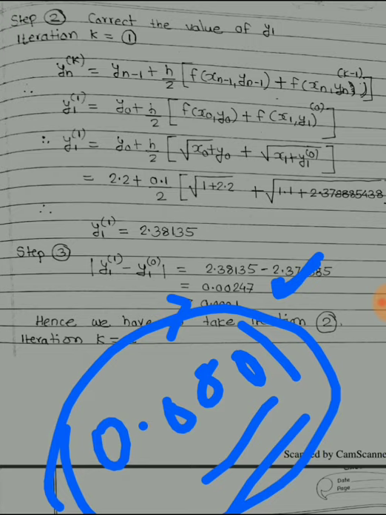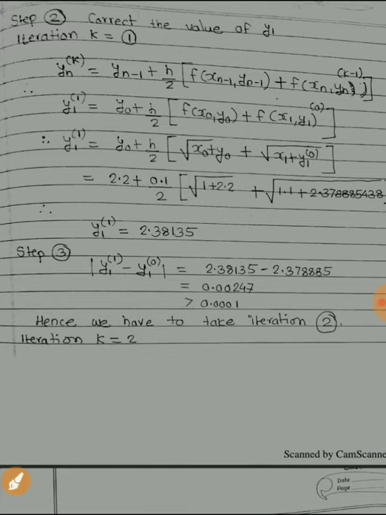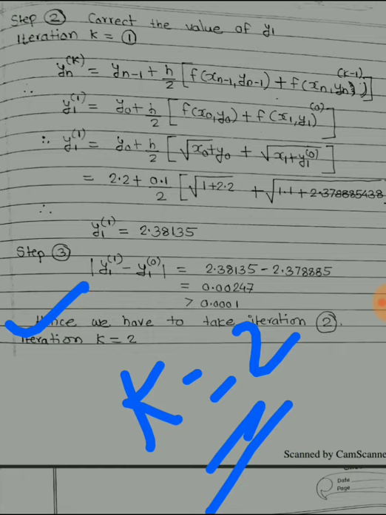So I need to understand that the accuracy which is needed is not achieved. If the accuracy is not achieved, hence we need to take iteration 2, that is k is equals to 2. Which iteration am I going for? Iteration for correction. Iteration for correction I am going to repeat. One more iteration I am going to take, because I need to have the accuracy below 0.0001.